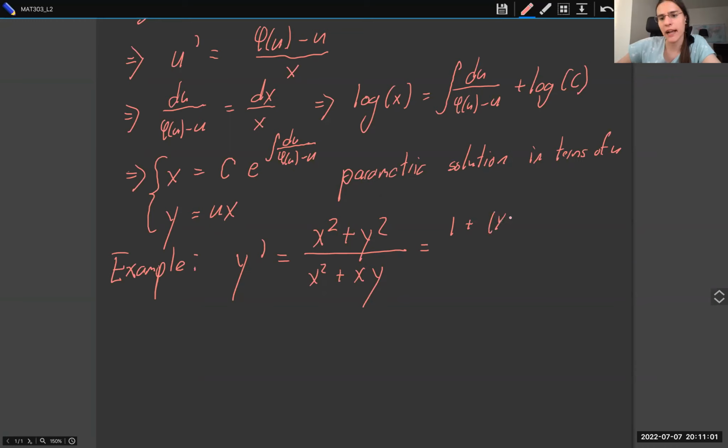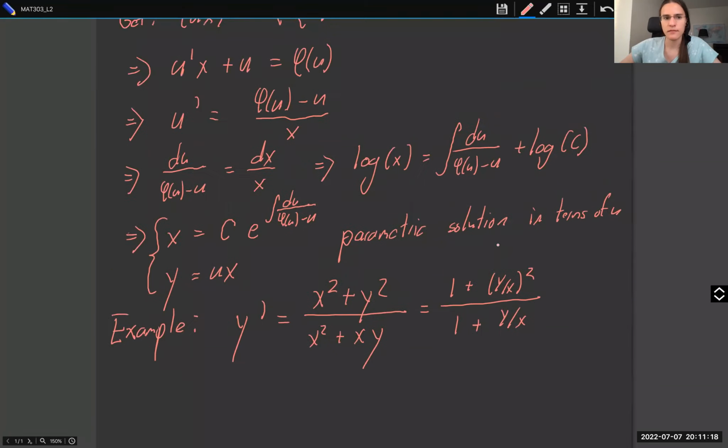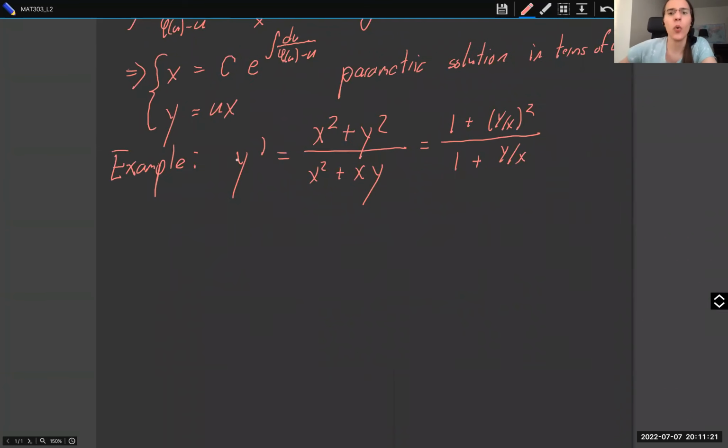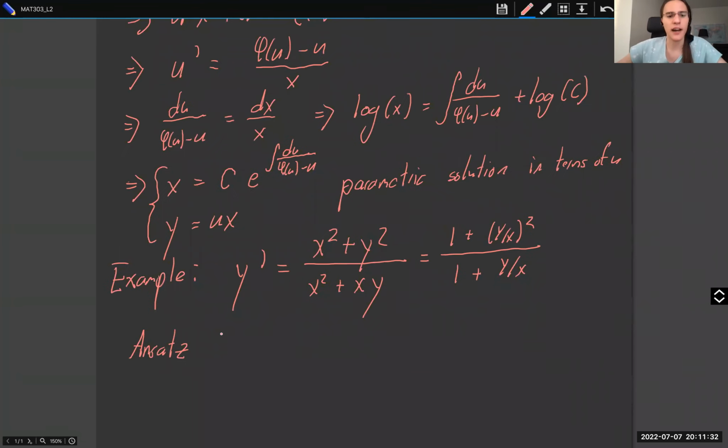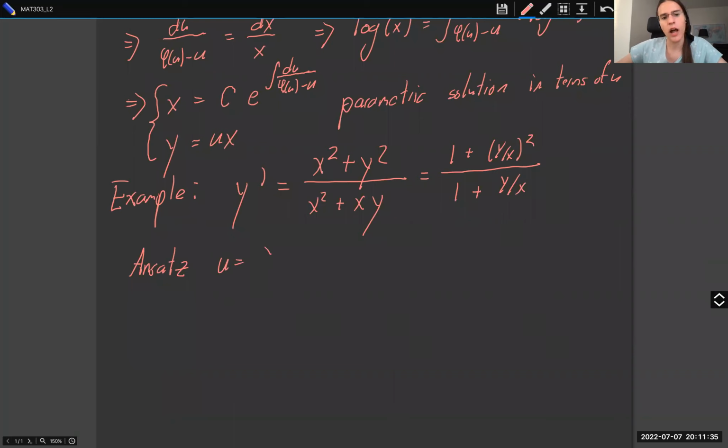And so I get y over x squared divided by 1 plus, and then I divide this by x squared, so y over x. So this quantity depends on the ratio y over x alone, right? And so what happens then is that I'm going to make the ansatz. And the ansatz is u is equal to y over x. That is y equals ux.